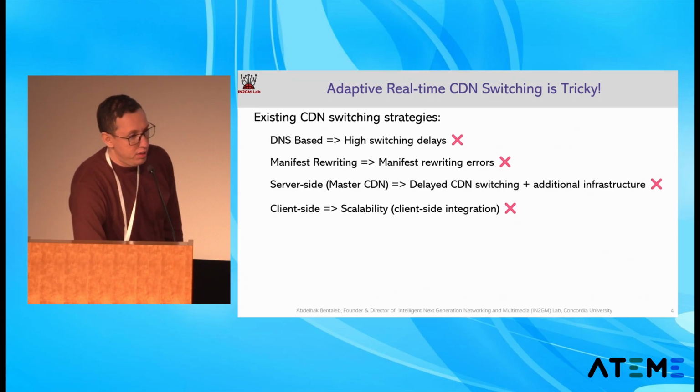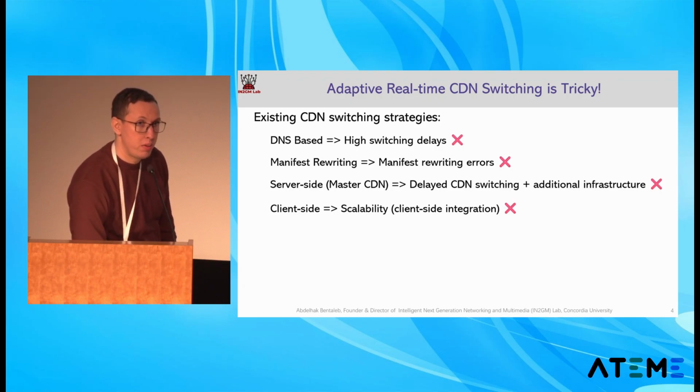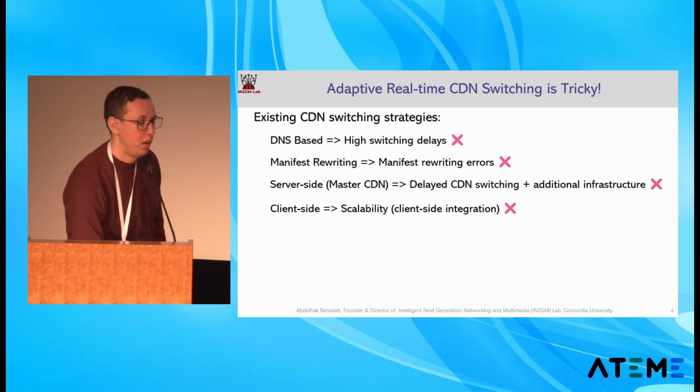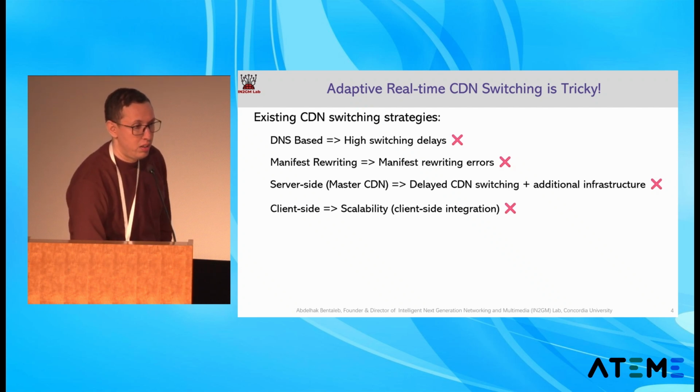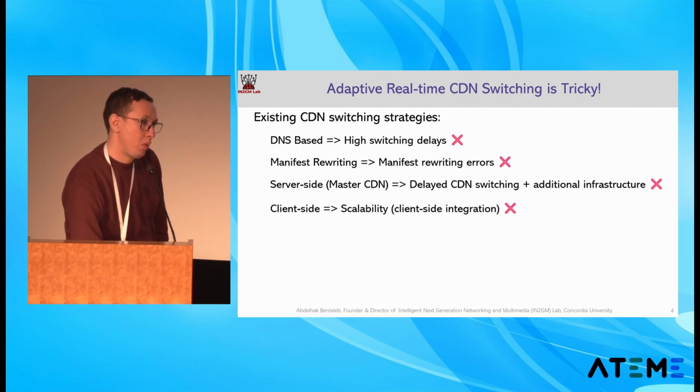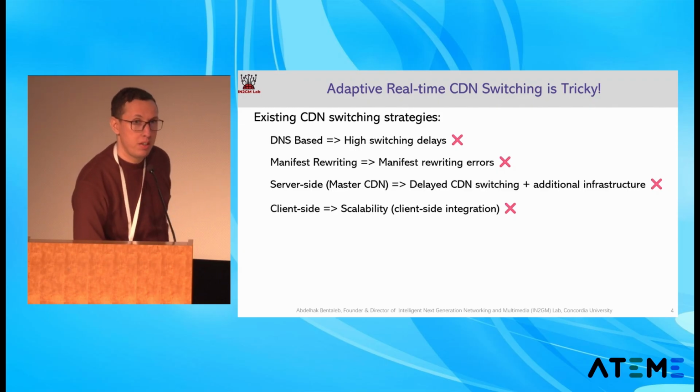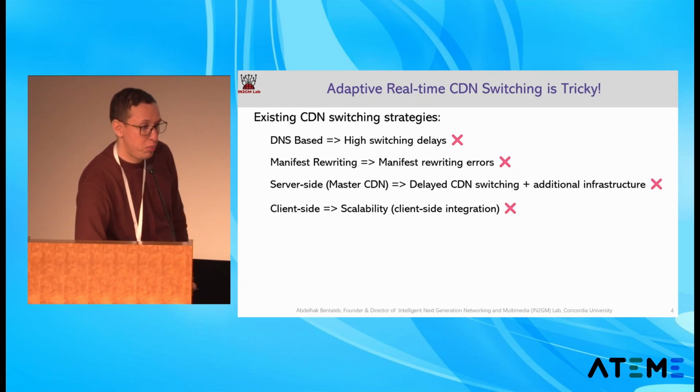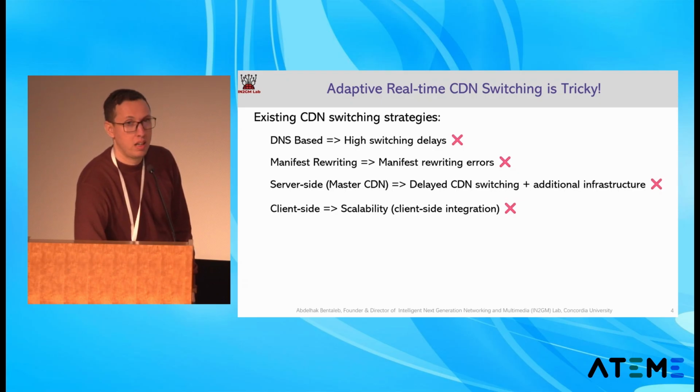In the literature, there have been a couple of CDN switching techniques. For example, we have DNS-based switching, where you use DNS to forward the requests to the CDN. However, it has an issue, which is high switching delays. The second one is manifest rewriting, where you rewrite the manifest in real time. However, you might have a problem while rewriting, and that could be a disaster for the quality of experience. We also have server-side CDN switching, and that has some delays. If you don't switch on time, that also might lead to a low quality of experience.